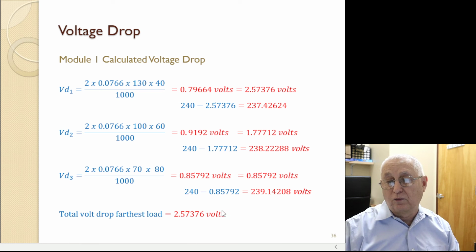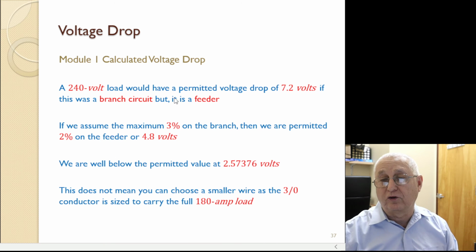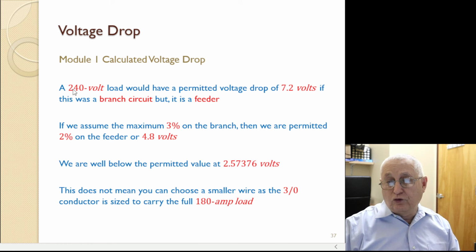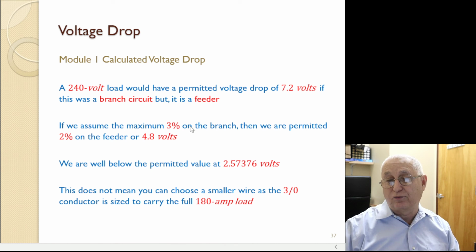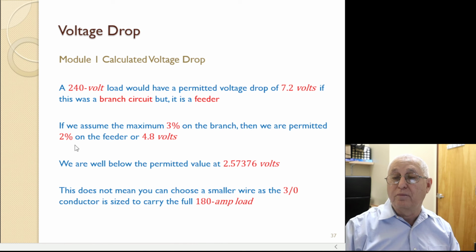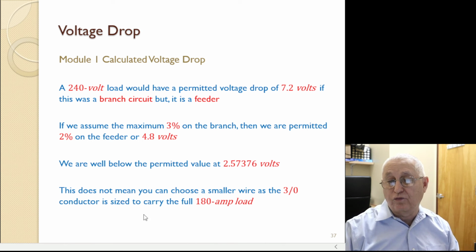We have a 240 volt supply, so that's not much of a voltage drop. The 240 volt load would have a permitted voltage drop of 7.2 volts if this was a branch circuit, but it is a feeder. If we assume the maximum 3% in the branch, then we are permitted 2% in the feeder, or 4.8 volts. We are well below the permitted value at 2.57376 volts, of that 7.2 volts.